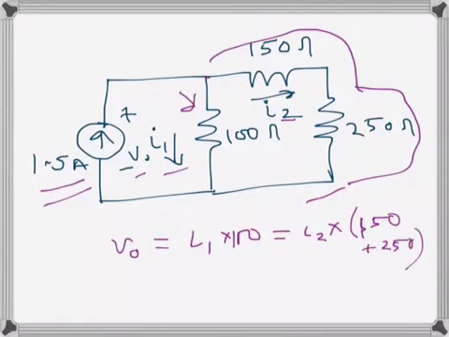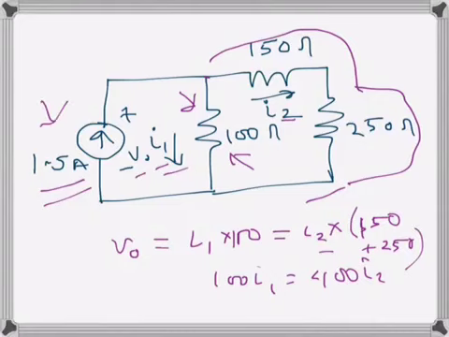Because these two are parallel, the voltage drop across the 100 ohm resistance is 100 times I1, and the voltage drop across 150 is 150 times I2, and 250 is 250 times I2, and they are added, so that's why it's like this. So from that I can write 100 I1 is equal to 400 I2, which means I1 over I2 equals 4. So I1 can be written as 4 I2.